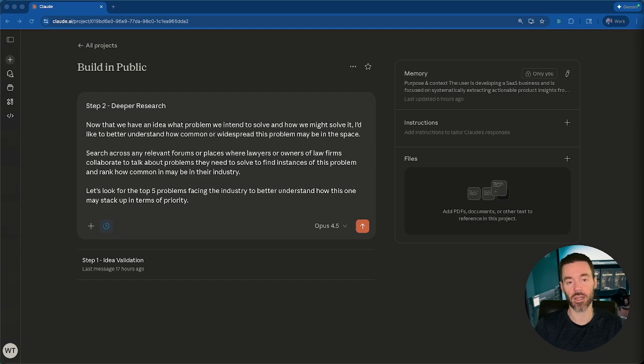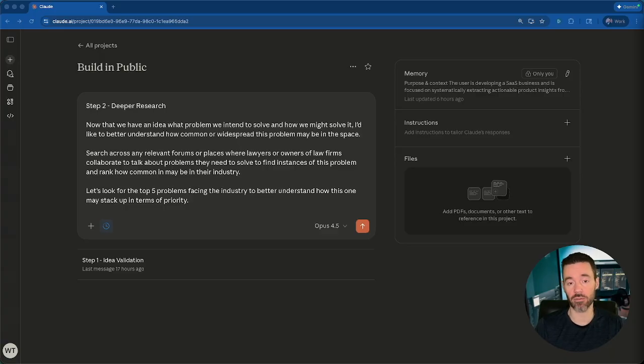I'm going to add a little bit more context here as well, places like Reddit or Quora or whatever, anywhere where a lawyer or an owner of a law firm might hang out and collaborate online to talk about the problems they have and what they need to do to solve them so they can learn from others or just look for a general solution across the web.